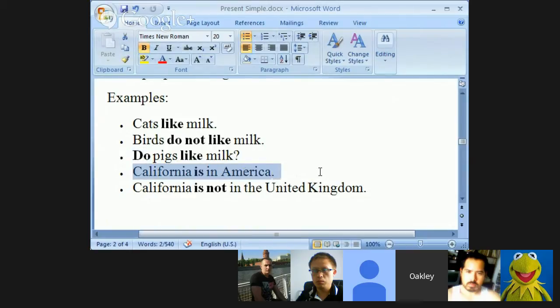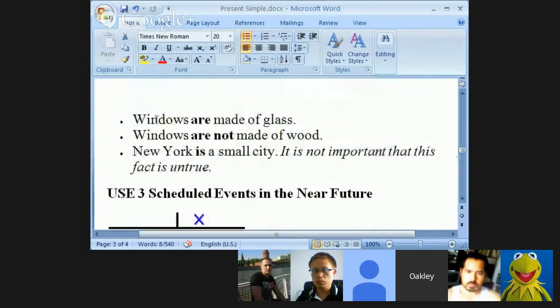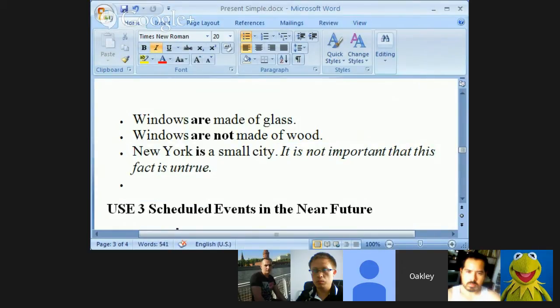I don't know. Does a bear go beep in the woods? I don't know. Okay. California is in America. Well, certainly that would seem to be a fact. And a negative fact: California is not in the United Kingdom. Windows are made of glass. Windows are not made of wood. New York is a small city. Okay, it is not important that this fact may be untrue. Maybe it is true for some of you who live in enormous megapolises like Mexico City or Beijing. Maybe you would say New York is a small city comparatively. And in your mind, that would be true.